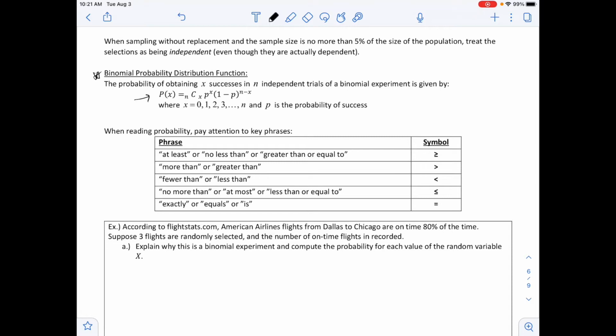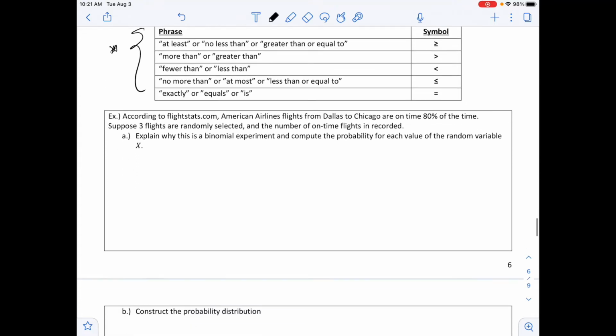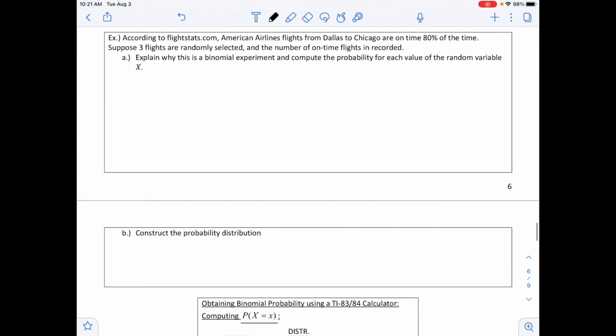Below this it says that when you're reading these problems, there's going to be certain phrases, and I put down those phrases here just to remind you guys of what symbol, what inequality that those would represent. So definitely add to this. If you see anything extra along the way, make sure to look these over, make sure you know these. So right below this is another example.